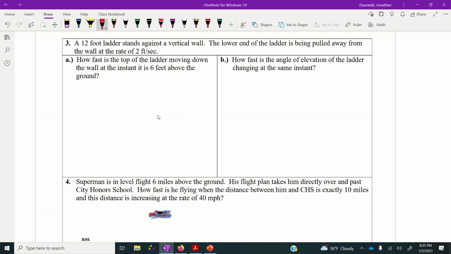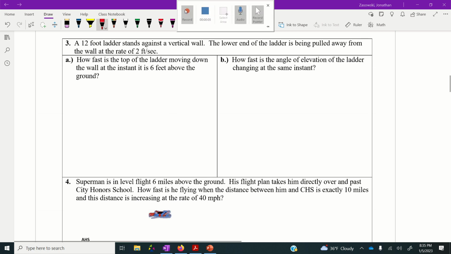All right, for number 3, we have a 12-foot ladder. It was just standing against a vertical wall. Let's draw a picture. So we have a 12-foot ladder. So here's our wall. Here's the ladder going this way. So that's a 12-foot ladder. All right, the lower end of the ladder is being pulled away from the wall. So it's being pulled away from the wall at a rate of 2 feet per second.